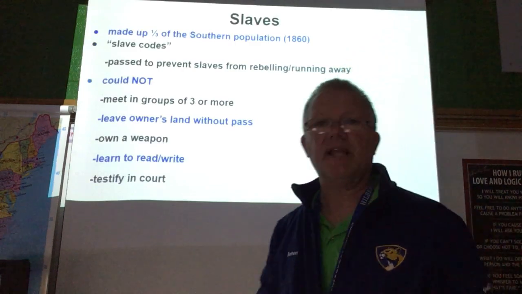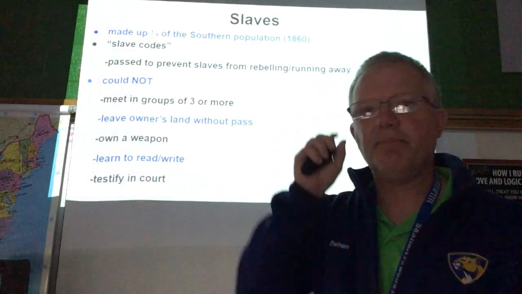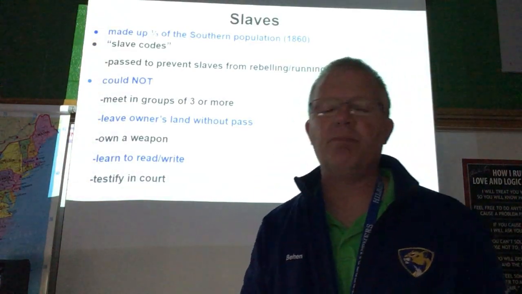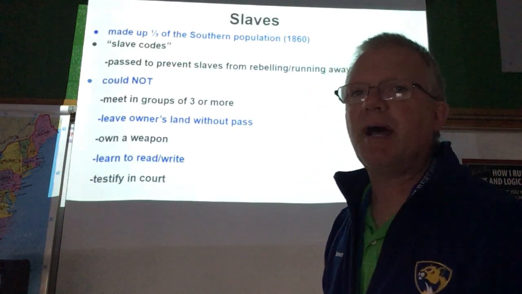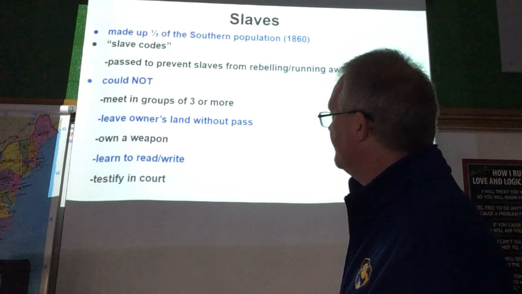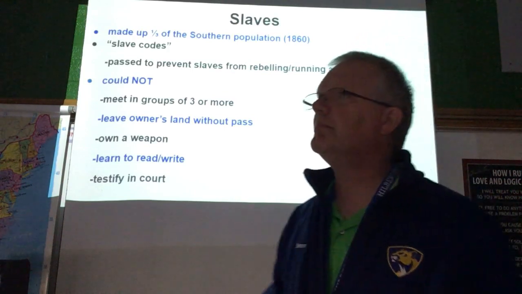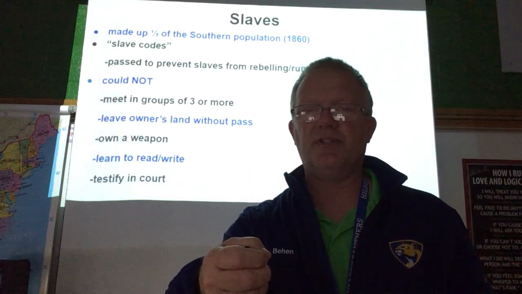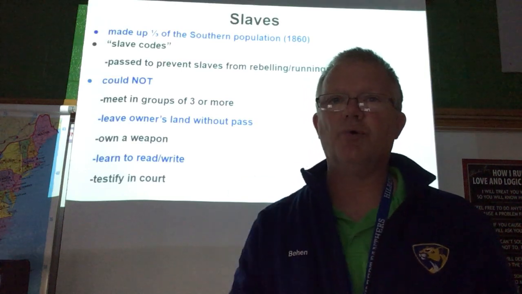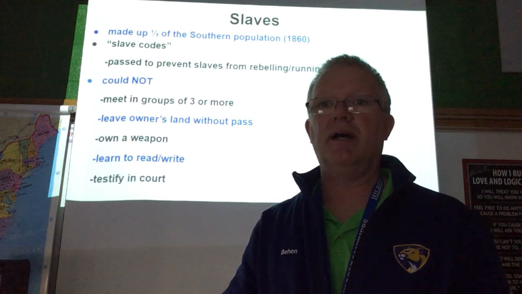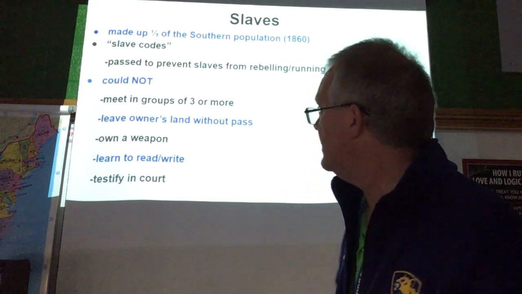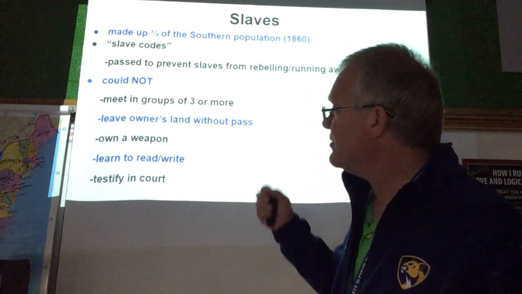So let's take a look at the slave population. The slave population made up 1/3 of the entire population in the South. So 33% of the Southern population was slaves. And to control the behavior of slaves, slave codes were passed in the South. These were laws governing the behavior of slaves. What could they not do?